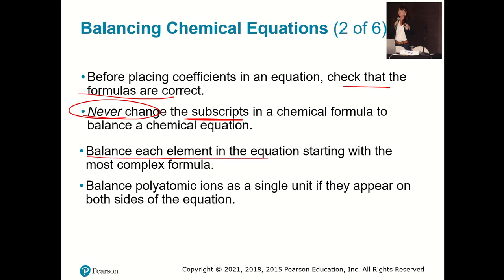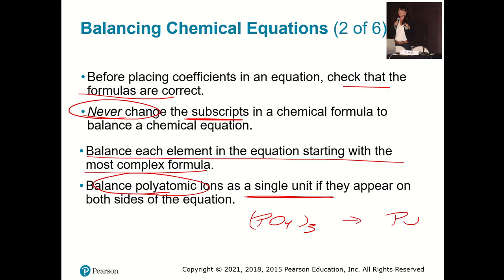So you're going to balance each element in the equation, starting with the most complex formula. And then you balance polyatomic ions as a single unit. That means if I have a phosphate like this, I have a 3 phosphate. If on the other side I have just 1 phosphate, I need to multiply that, because I'm going to have 3 and 3.